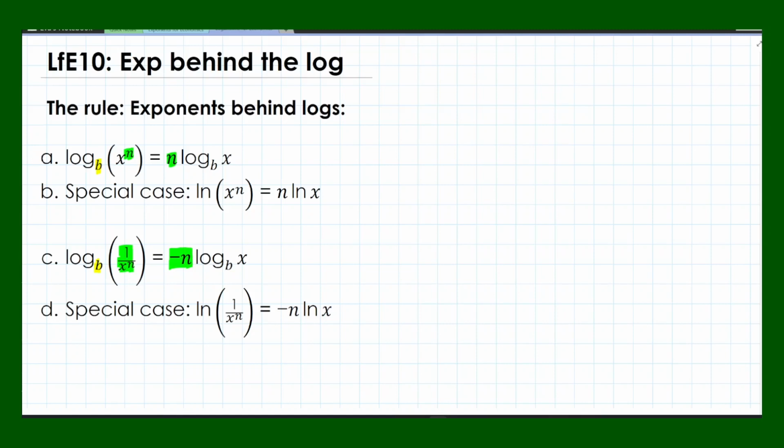And again, as always, the special case is what happens when we replace the base with ln, or natural logarithm, which is very, very common in economics. So ln of 1 over x to the n is going to be equal to negative n times ln x.